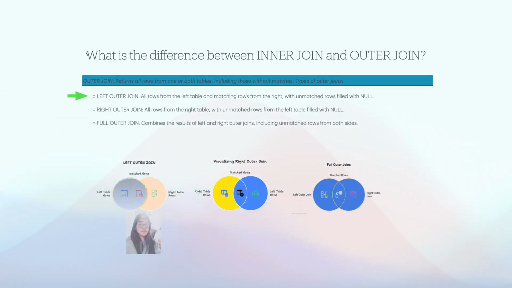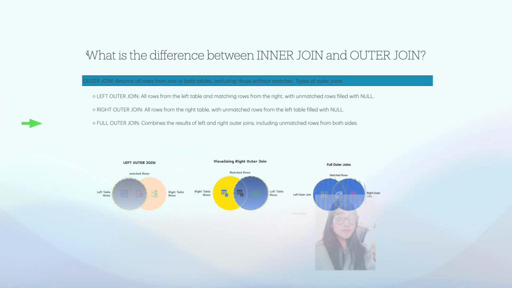Let's start with left outer join. It returns all rows from the left table and matching rows from the right, with unmatched rows on the right being nulls, like we are highlighting here. What is right outer join? All rows from the right side will be shown and unmatched from the left will be filled with nulls. And then let's move to full outer join. It will give all the records from both the tables. Unmatched will be nulls.